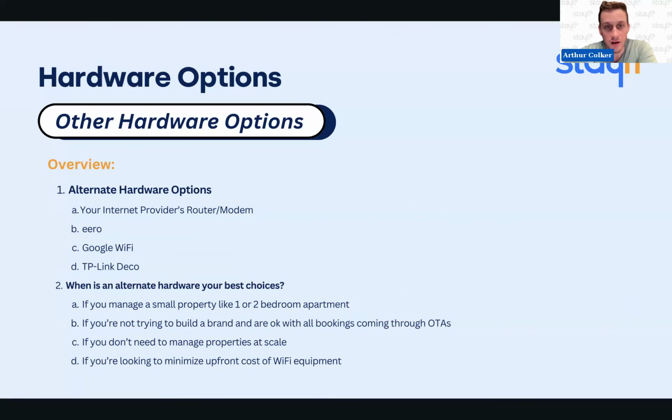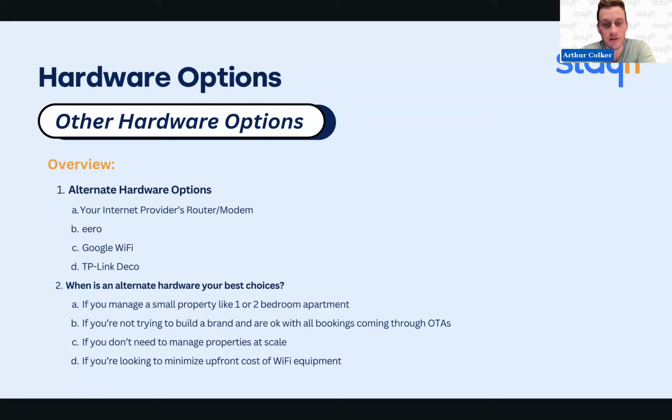There are other hardware options that we don't work with. So this is a slide that describes maybe when StayFi is not the best option. You can use things like your internet provider's router modem. We see things like Eeros, Google Wi-Fi, TP-Link devices. And might this be a good fit, and not to go with something like Ubiquiti UniFi, if you manage a small property like a one-bedroom unit? And so maybe collecting guest data there isn't as important to you.